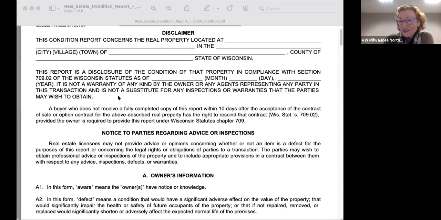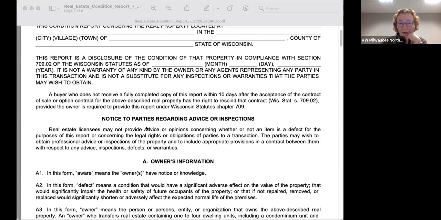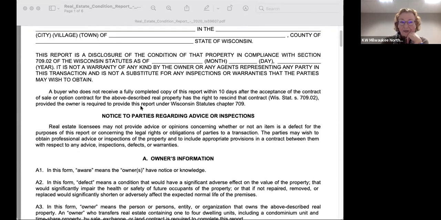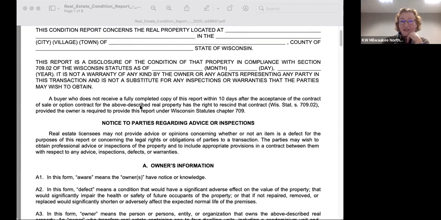All right. So as I said, this is a state law that they have to fill this out. It is a disclosure of what they know about the property. It says that they are to put down any information that they are aware of, either actually aware of or aware of in the past. And down here, aware of means the owners have knowledge or notice, or have been given notice.